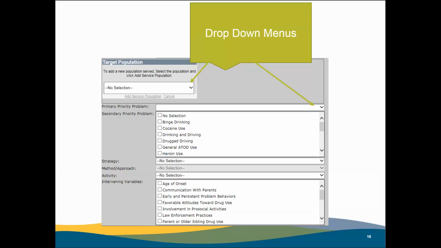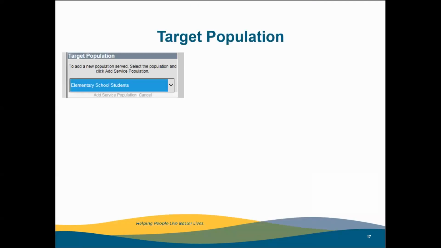So as you can see here, the target population has a menu of options, the primary priority problem has a menu of options, and then if you look at secondary priority problem, you have a list of options there. So you would scroll through those options and check all that apply. Typically with these drop-down menus, it means you can only choose one option. For the target population, that doesn't happen to be true, as you can select multiple populations, and I'll show you that here.